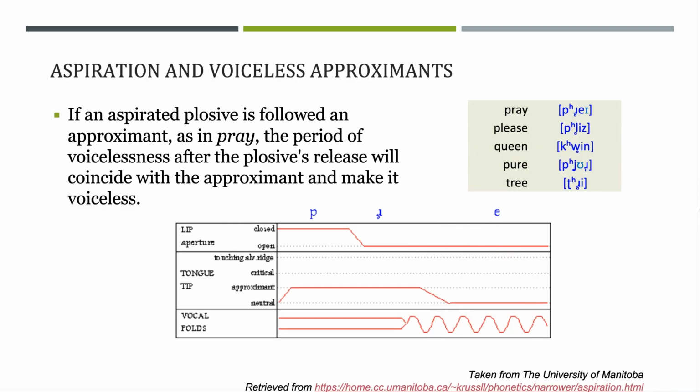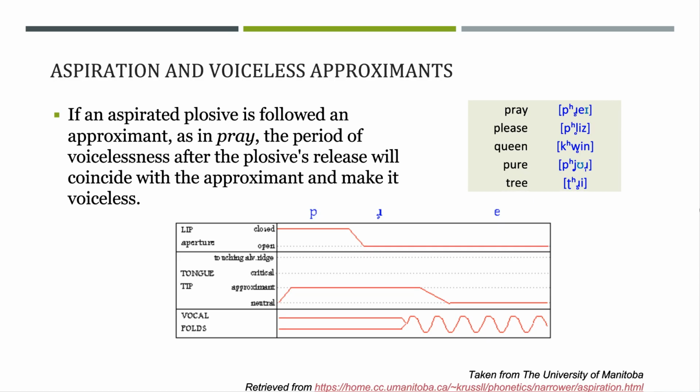But wait, there is also the case of words that have one of these stop voiceless sounds but are followed by another consonant. Well, if that second consonant is an approximant, that is the /r/ sound or the /l/ sound, as well as the glides /w/ and /j/, then this second consonant will be pronounced voicelessly as well. Why? Because the plosive's release will somehow absorb and coincide with the approximant, and so both sounds will become voiceless.